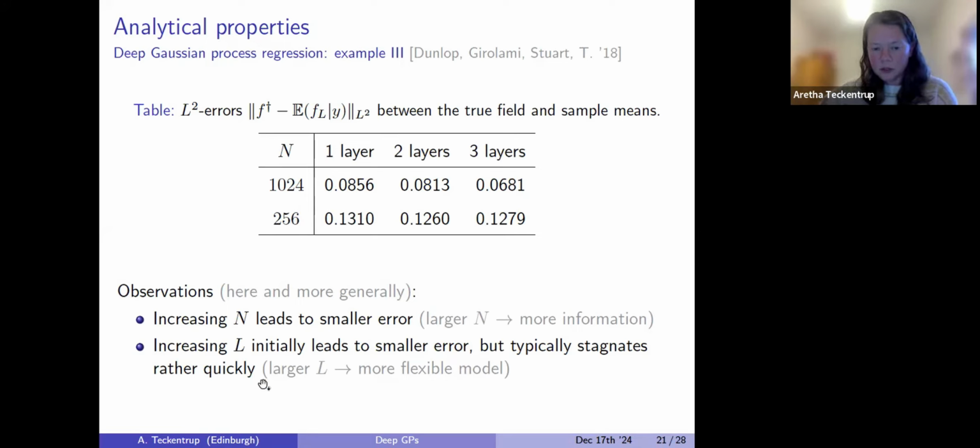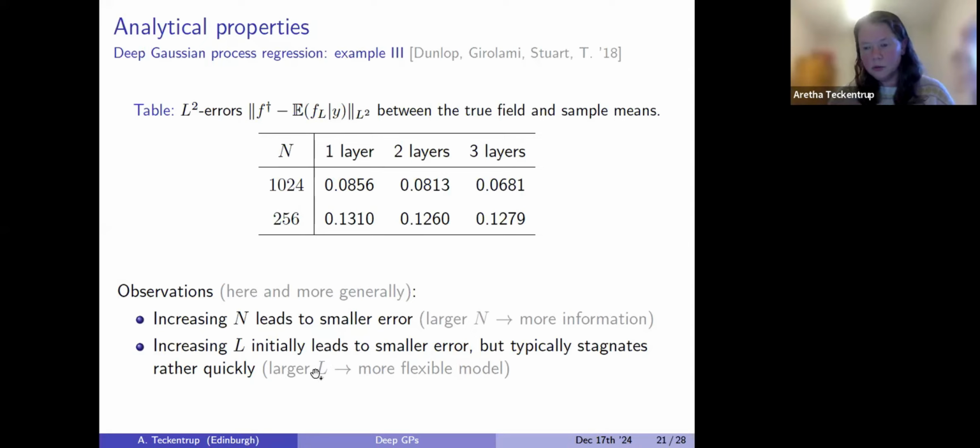So the intuition here is that larger L does give you a more flexible model. Initially, by making the model more flexible, you can get a smaller error because you're able to fit more behaviors. But eventually, making the model even more complicated is just not going to improve the reconstruction. You already have everything in there that you need, and so it does stagnate.